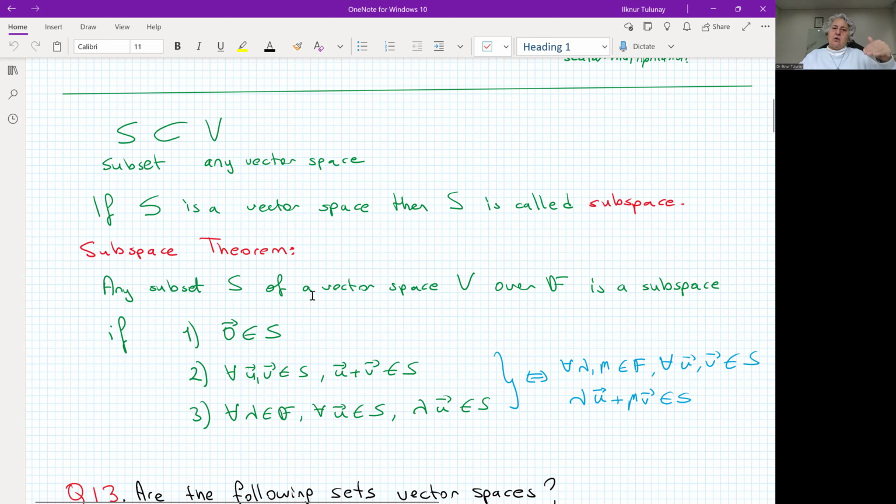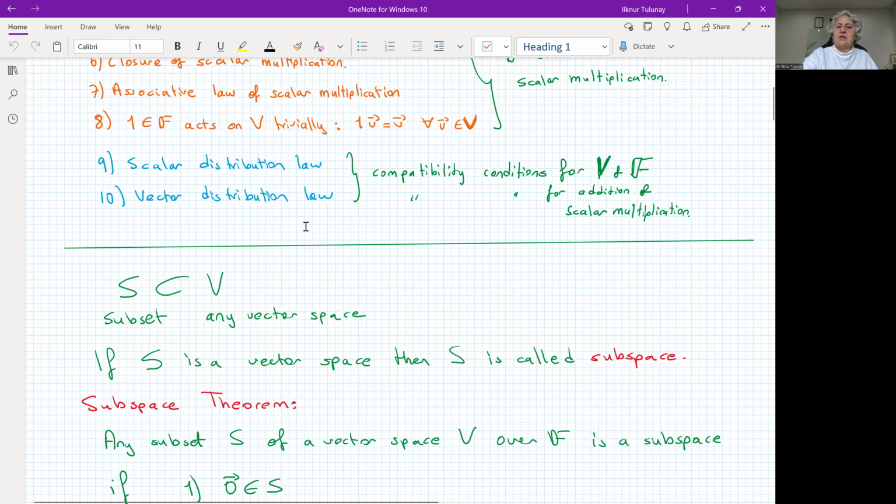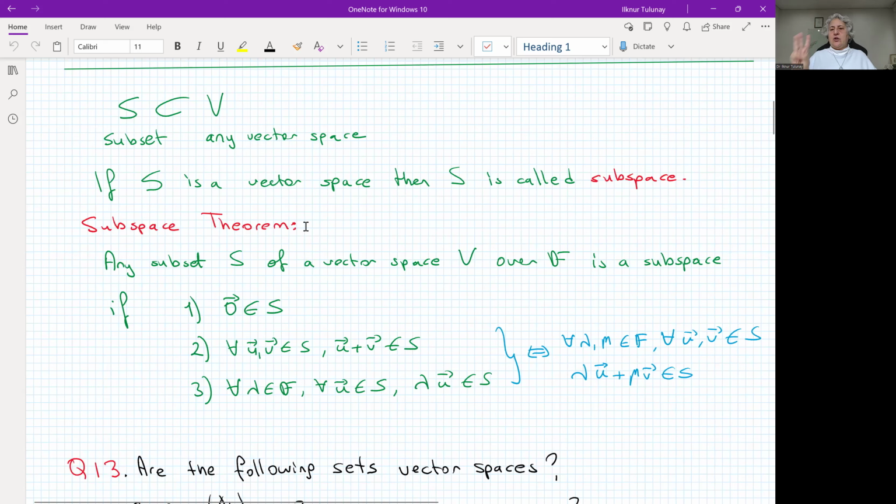So as we know, we don't need to go through all these 10 axioms. We will only check 3 axioms if they know that there exists a bigger vector space as a well-known vector space. In that case, we need to check 3 properties.